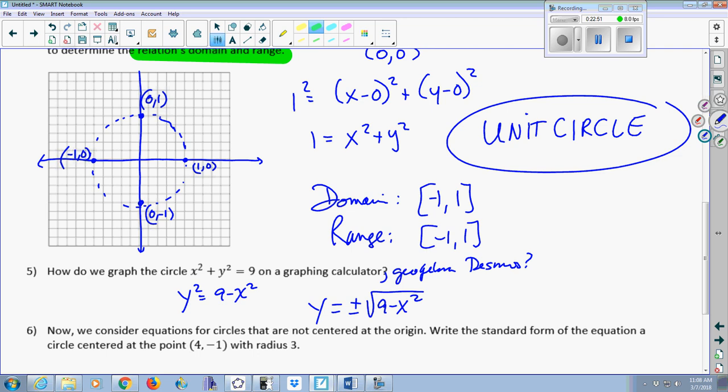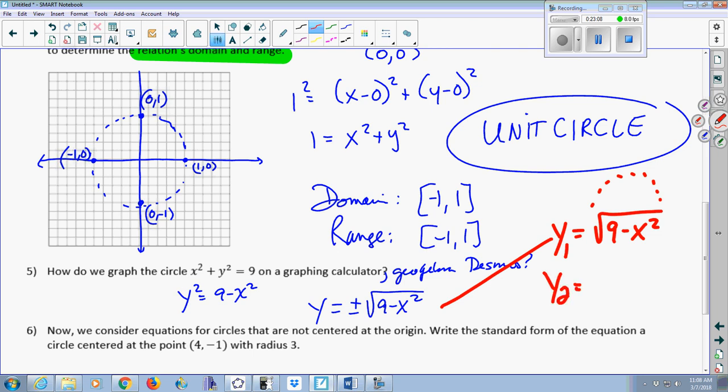So how do you put this in either GeoGebra or a graphing calculator? You go like this. Y1 is going to be the positive square root of 9 minus x squared. That's going to give you the top half of your circle. It's a semicircle, right? It's the top half. And Y2 is the bottom half, the negative square root of 9 minus x squared.